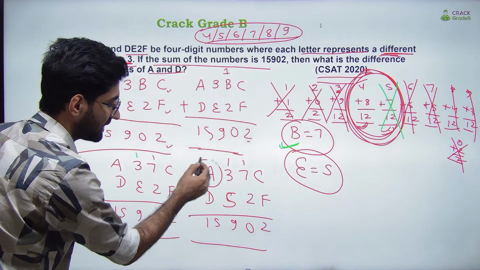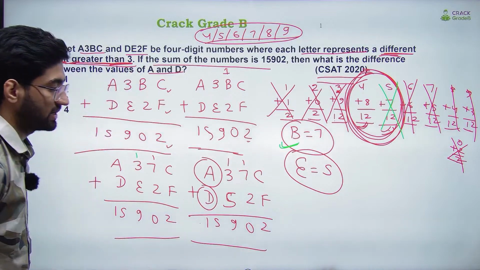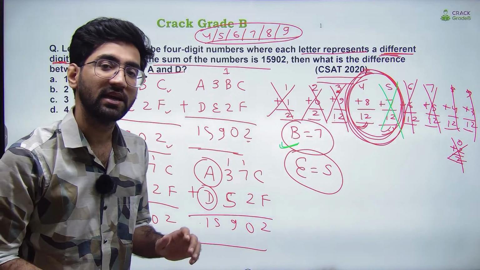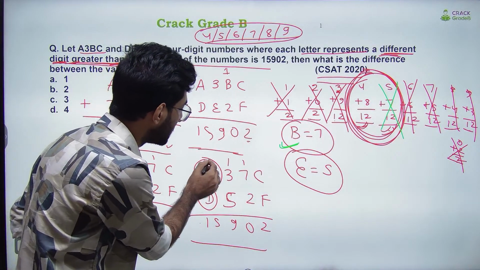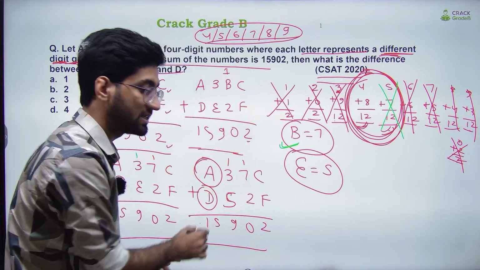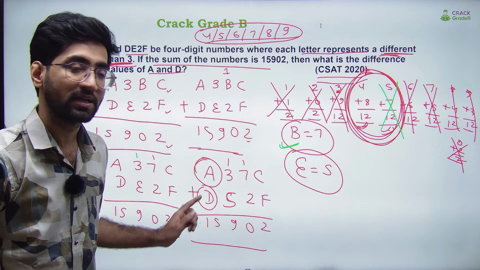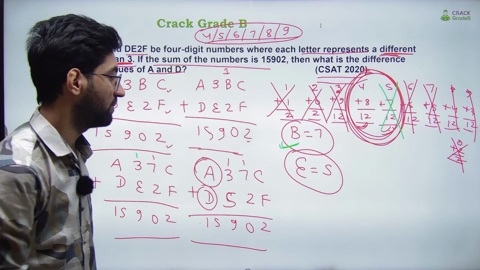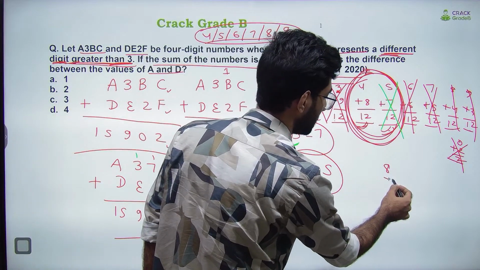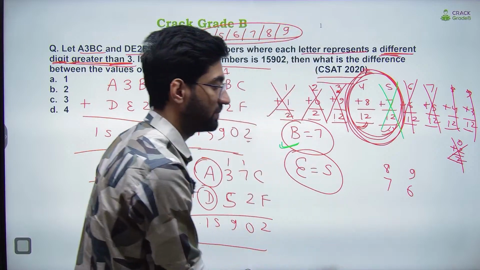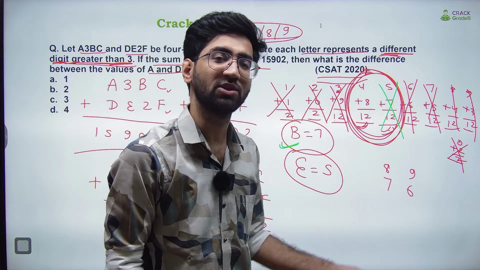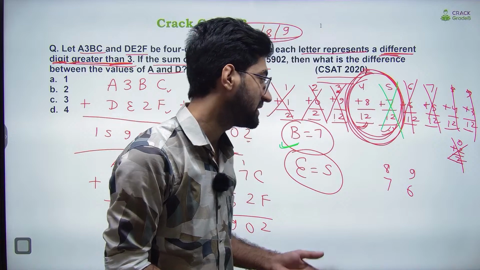And if you look at A and D, you are getting 15. So tell me, if you add two single digit numbers and you are getting 15, means basically you are adding what kind of numbers? If you add 8 plus 7, you will get 15. If you add 9 plus 6, you will get 15, right? Or you can say 6 plus 9, you can also say 7 plus 8, right?